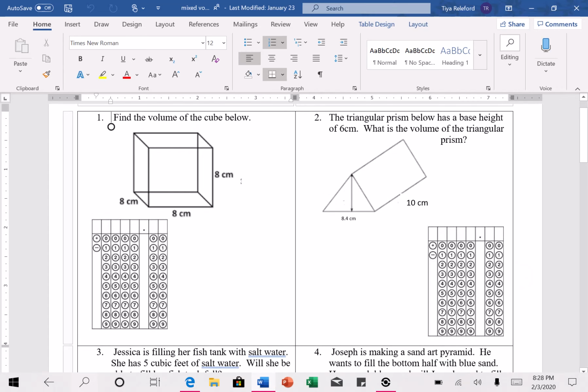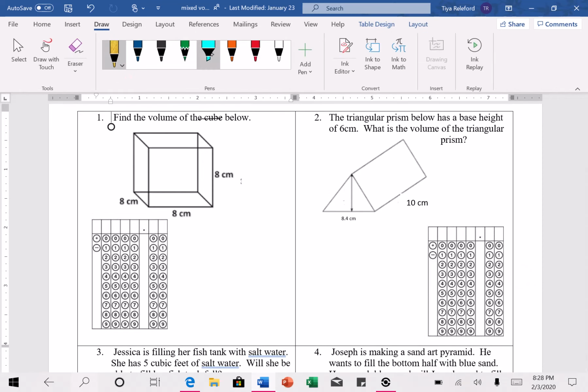Okay, it says find the volume of the cube below. If you pay attention, it almost always gives you the name of the shape. Now, a cube is a rectangular prism, so you need the formula for the area of a rectangle and the volume of a prism.